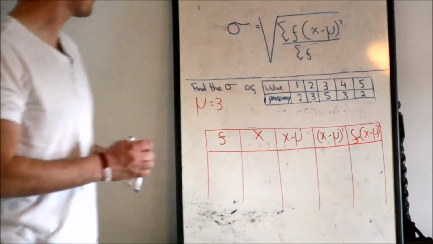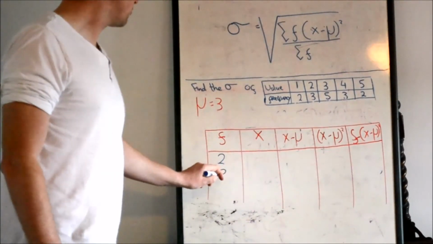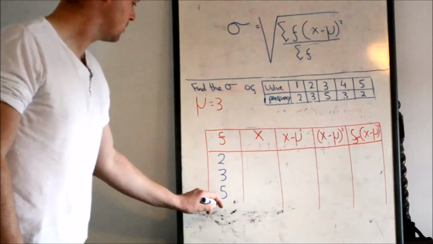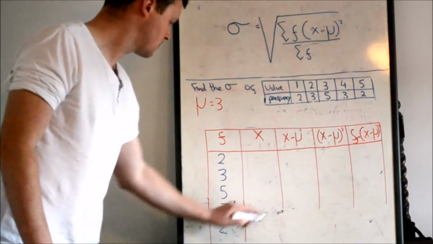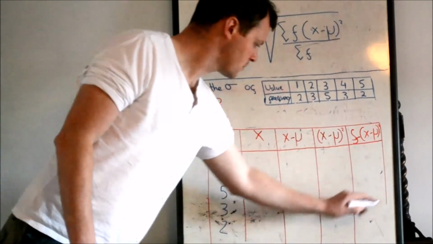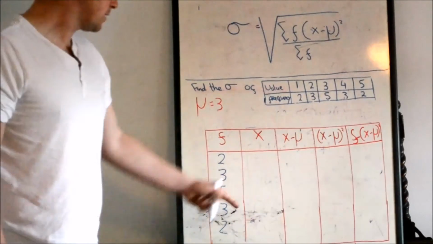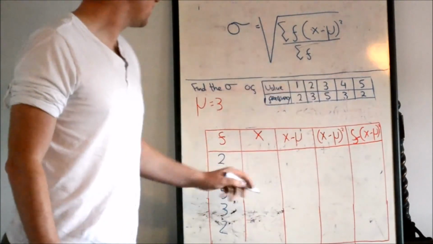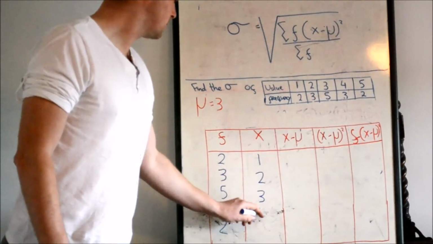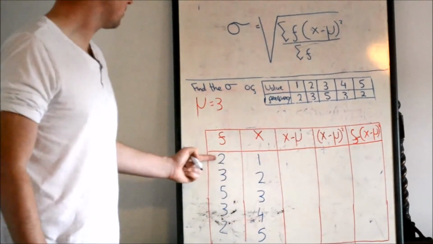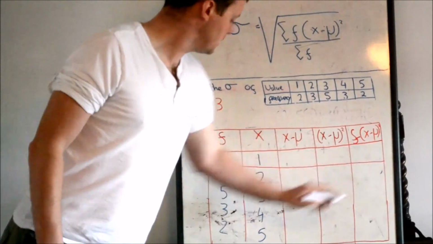So let's do it for this. Well, our frequencies are going to be 2, 3, 5, 3, and 2. Okay. Our x's are going to be 1, 2, 3, 4, 5. Okay, we're walking along in rows now, so I suppose it's better off if I, just to keep it some way neat.